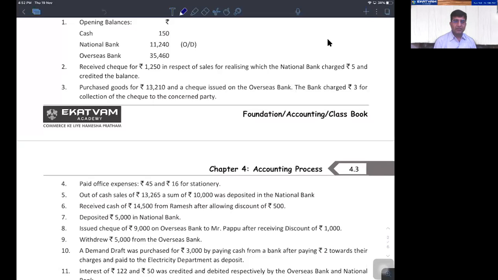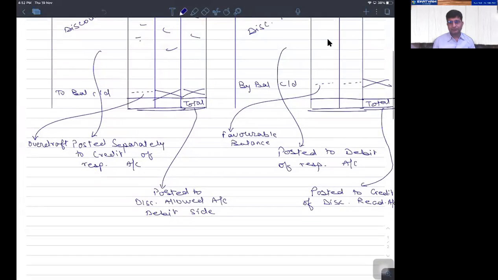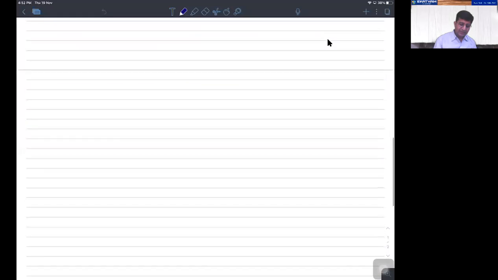And then there are the multiple transactions. So what we have to do? We have to prepare a format of cash book which will have all the columns related to cash, National Bank, overseas bank, and discount. Correct? So let's prepare it.